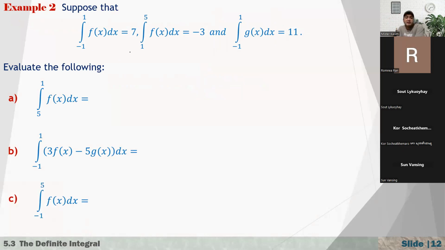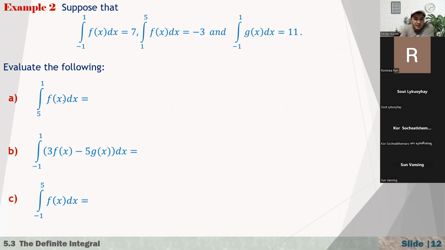that the definite integral of f, some kind of function, we don't know what kind of function it is, from -1 to 1 is equal to 7. And the definite integral from 1 to 5 of f of x dx is equal to -3. And the integral from -1 to 1 of g of x dx is equal to 11. Evaluate the following, using the properties.